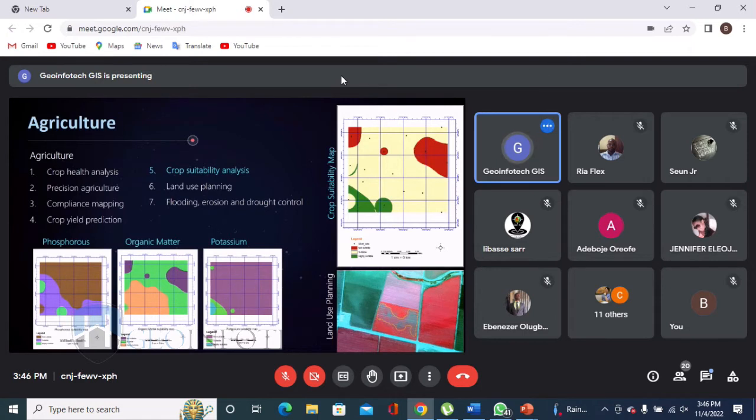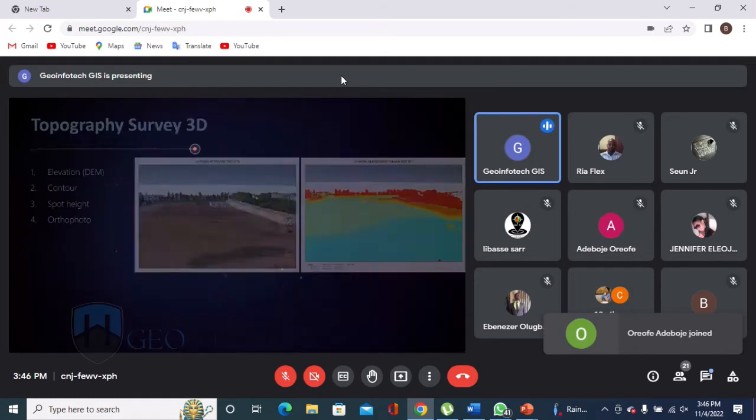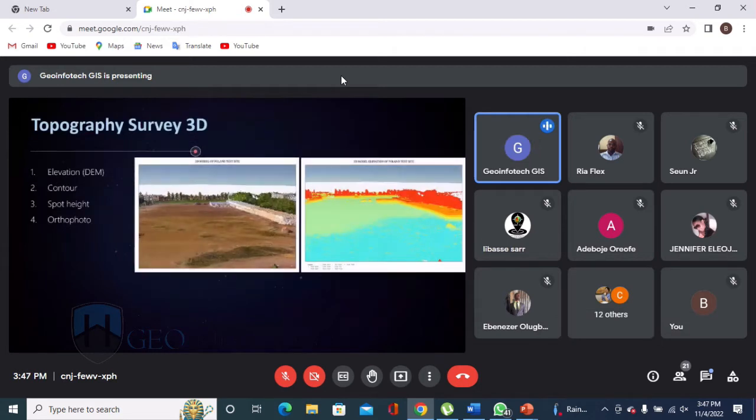The next one we'll be talking about is topographic survey. So topographic survey will help you understand the level of the ground. You can't just go to an area looking at it. If you look outside now, you'll be thinking that from where I'm standing, that place is lower. But if you fly a drone around that area, it will help you understand the topography of that place.